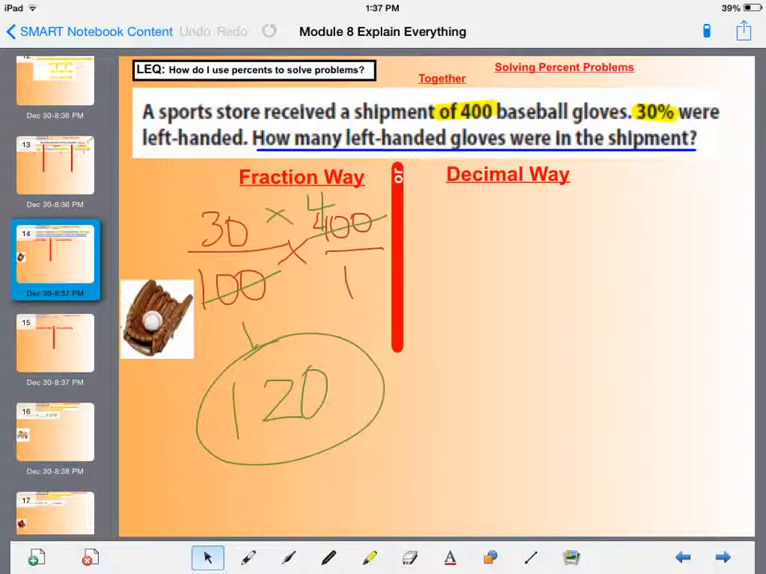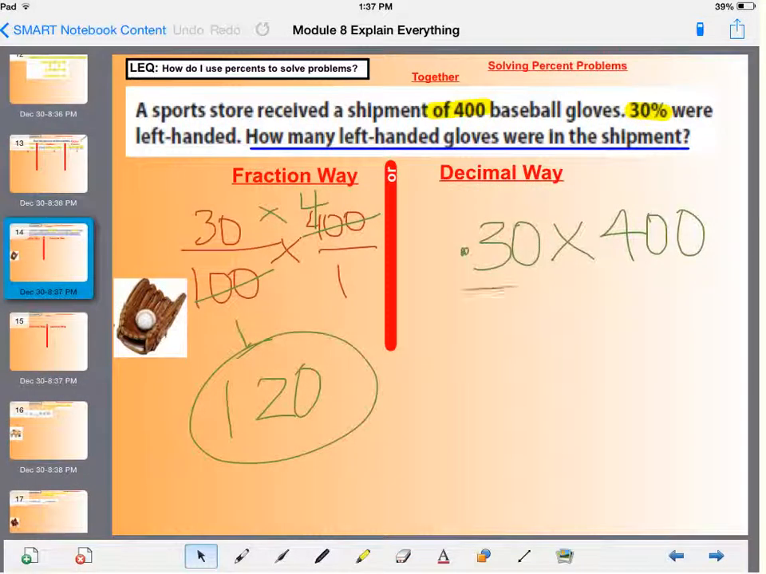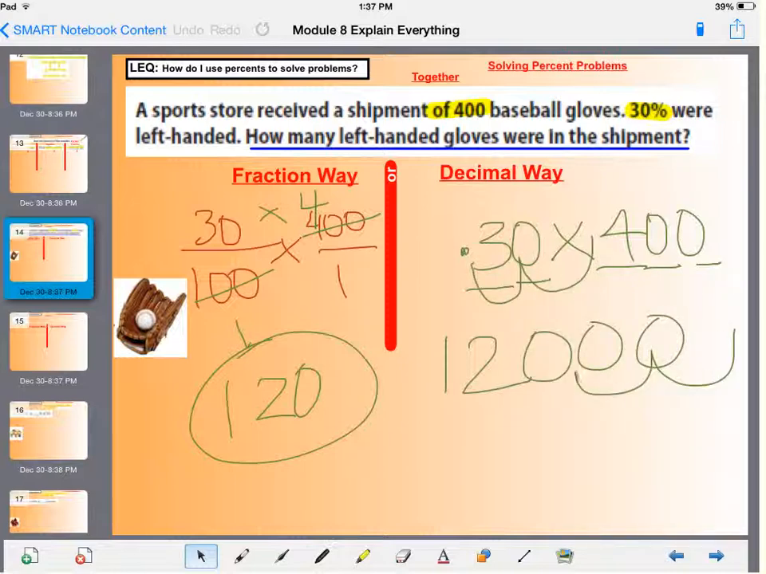We can also do the decimal way, which is 0.30 or 30 hundredths, of means multiply, 400. Now we can go ahead and multiply the 3 times the 4 is 12. I'm going to add 1, 2, 3 zeros, but we can't forget to move that decimal point over twice, and so my answer is still 120 gloves out of the 400 glove shipment were left-handed.